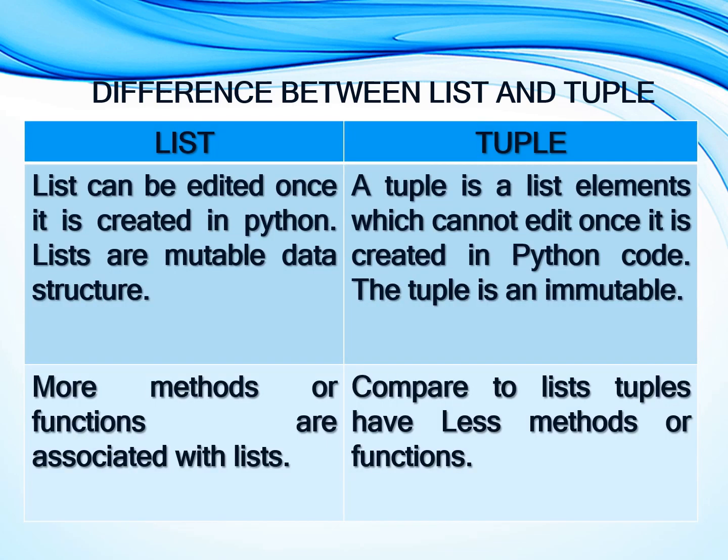The next major difference between list and tuple is that a list is a mutable data structure, whereas a tuple is an immutable data structure. Mutable means we can edit the elements once it is created in Python. Editing means we can delete, update or change the elements once it is created. Whereas immutable means we can't edit the elements once it is created in Python.